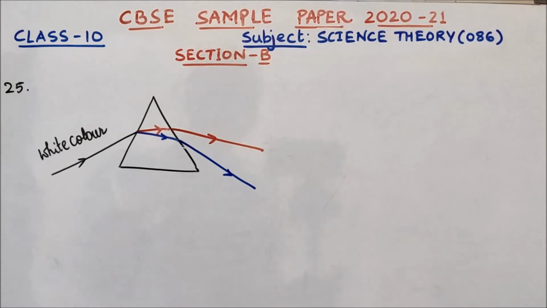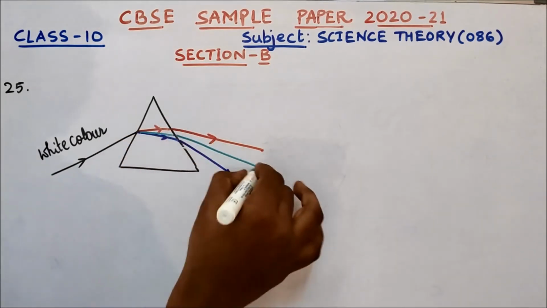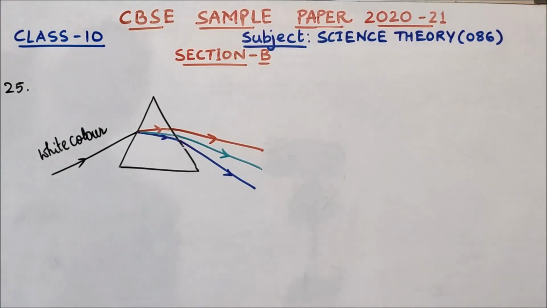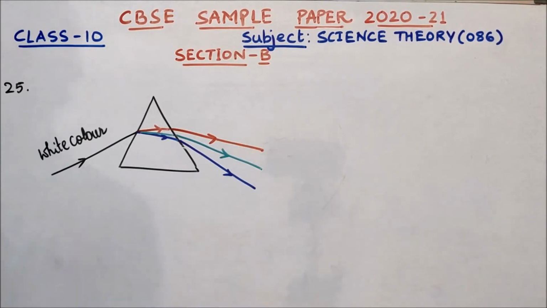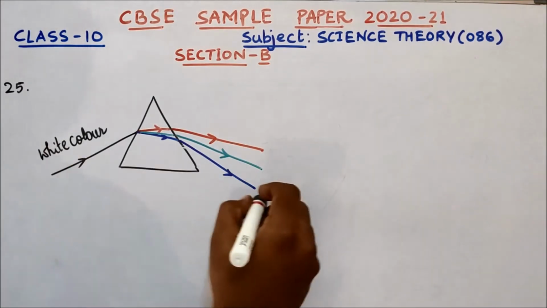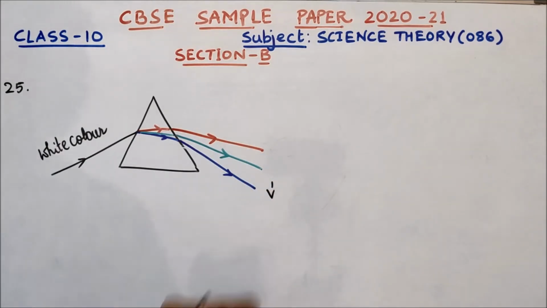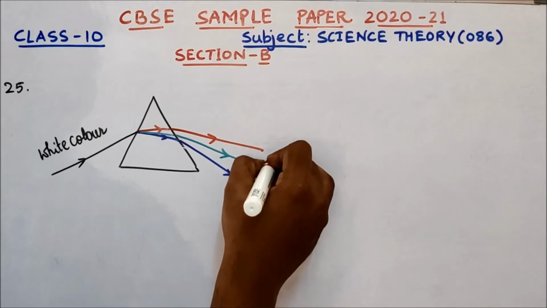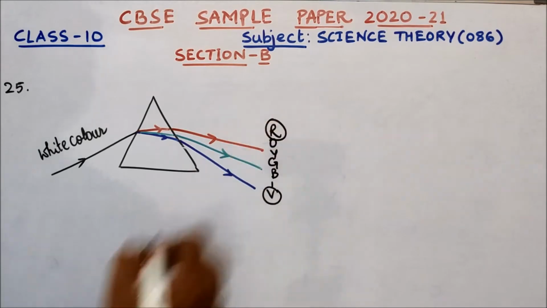The diagram is not colorful, by the way. So white color enters a prism, it gets split into different colors. There is a band of colors between them. Let me also draw the green. So you know what the colors are. It starts from violet at the bottom. We get a band of 7 colors, namely VIBGYOR, violet at the bottom, red at the top.